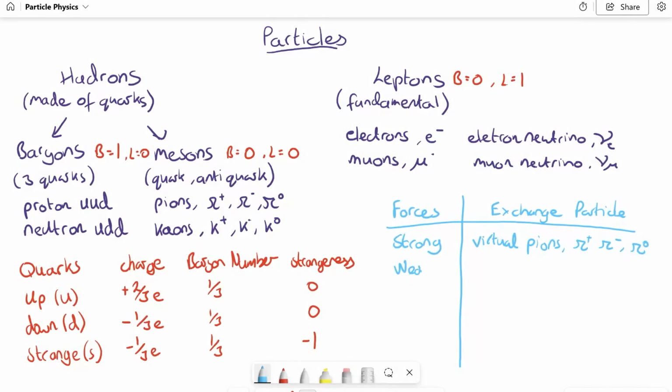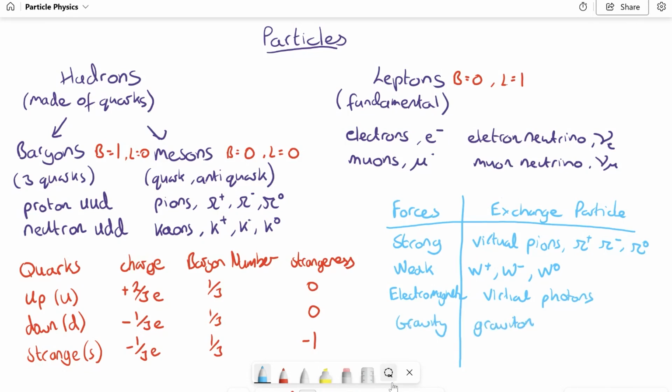We then have the weak force, which generally is responsible for particles splitting up, so particles decaying. And the exchange particle for that is a weak boson, which is a W plus, a W minus, or a W0. We then have the electromagnetic force, and the exchange particle for that is virtual photons. And then we have gravity, and the exchange particle for that is the graviton.